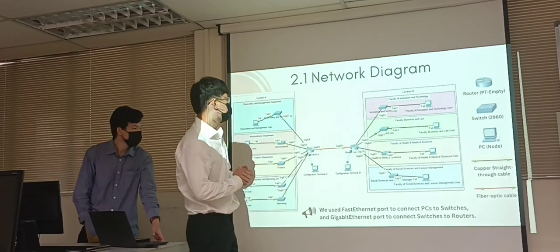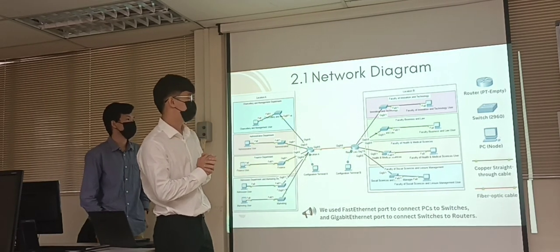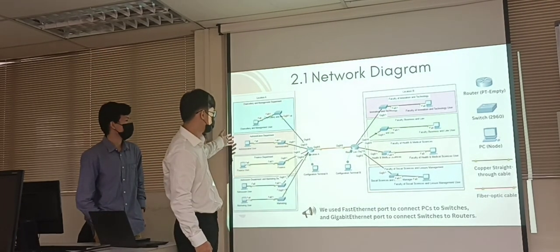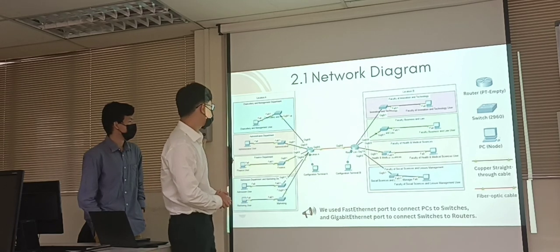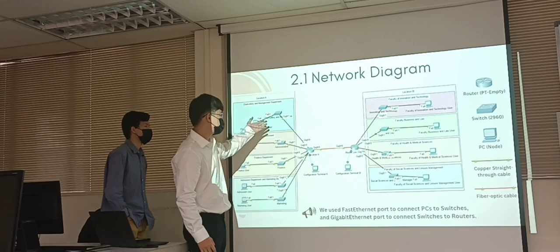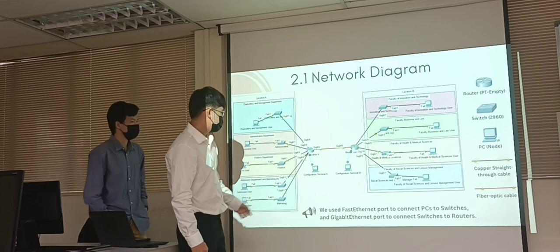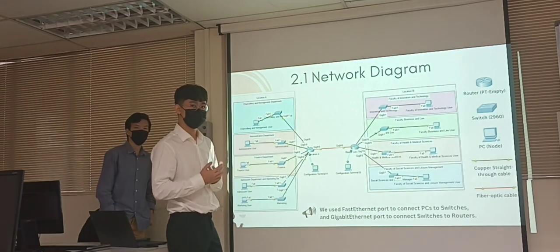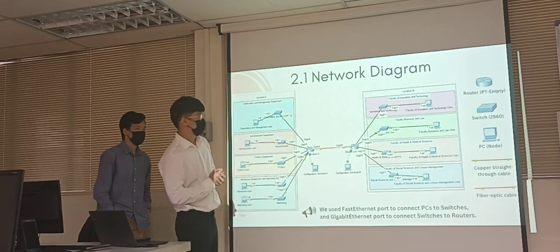In this network design, we use the PT router, and we use the 2960 switch and 9 PCs in each department. We use fast ethernet to connect the PCs and the switch, and we use gigabit ethernet to connect the router and switch. And also, here is the configuration terminal. We use it to configure the router.